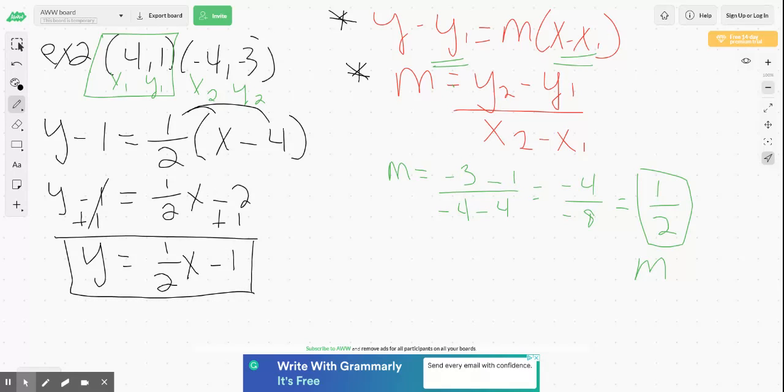So on the front of your homework, you already have a point and a slope, so you just have to sub it in. You're going to write it in point slope form, and then you're going to convert it to slope intercept form. The back of the homework gives you 2 points, so you're going to have to calculate the slope in order to use point slope form.